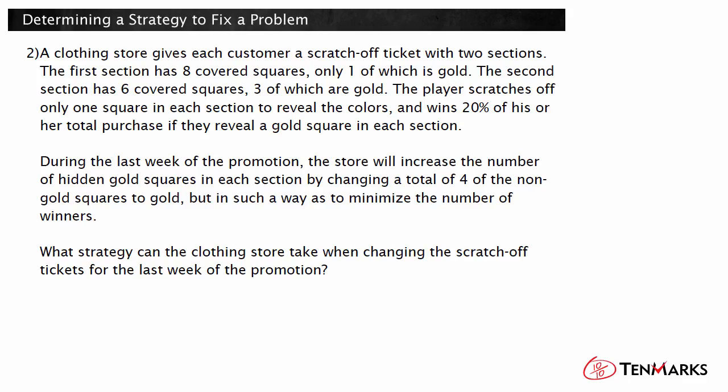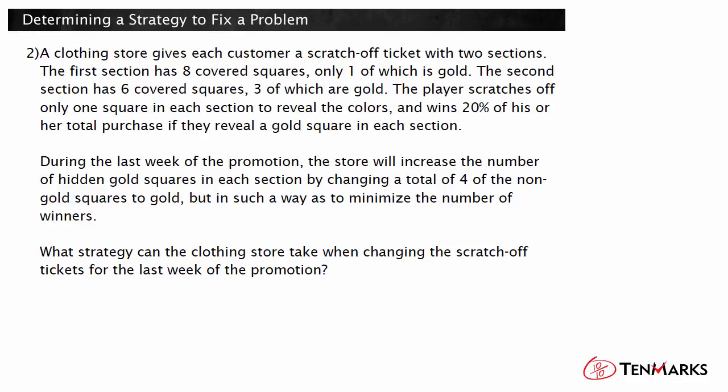Now take a look at another scenario. A clothing store gives each customer a scratch-off ticket with 2 sections. The first section has 8 covered squares, only 1 of which is gold. The second section has 6 covered squares, 3 of which are gold. The player scratches off only 1 square in each section to reveal the colors, and wins 20% of his or her total purchase if they reveal a gold square in each section.